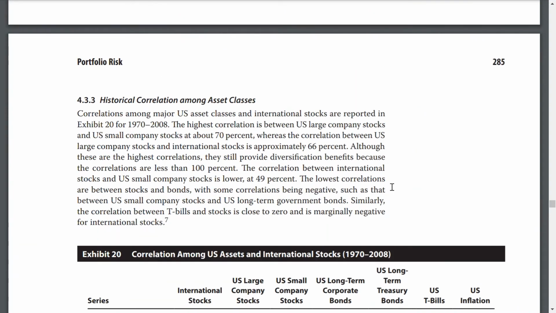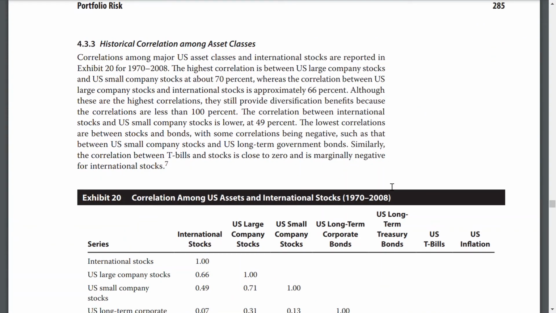Historical covariance among asset classes. Correlations among major U.S. asset classes and international stocks are reported in Exhibit 20 from 1970 to 2008. The highest correlation between U.S. large company stocks and U.S. small company stocks is about 70%, whereas the correlation between U.S. large company stocks and international stocks is approximately 66%. Although these are the highest correlations, they still provide diversification benefits because the correlations are less than 100%.